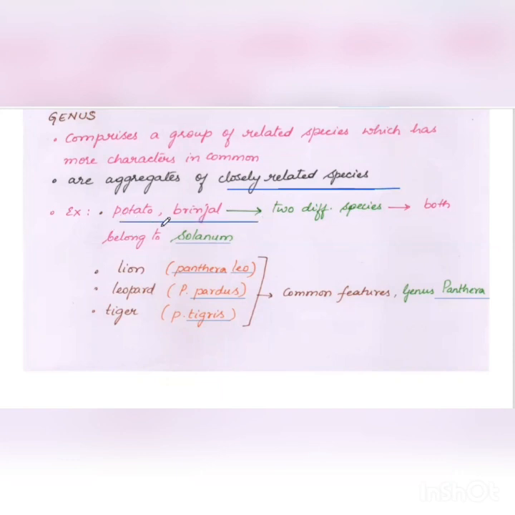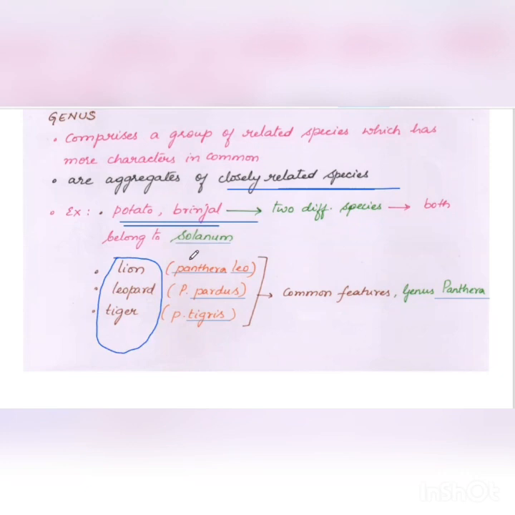Example, potato and brinjal. As you all know, they are two separate vegetables. You usually nourish yourselves with them while having your food. But remember, they belong to the same family, that is the Solanaceae family. And they both belong to the same genus, that is the Solanum genus. But their species are different. Okay, remember this. And it's the same with lion, leopard and tiger also.